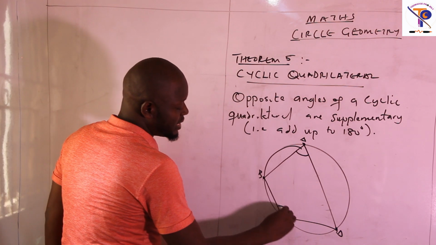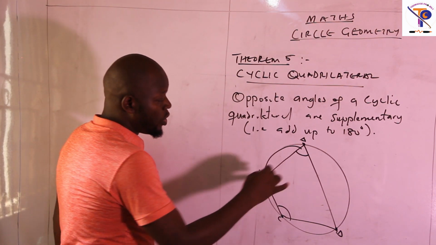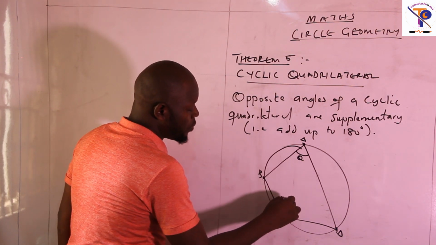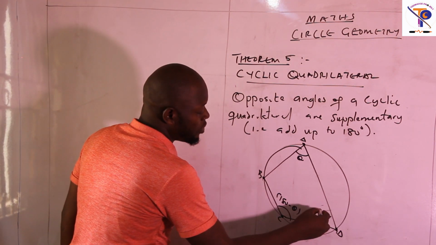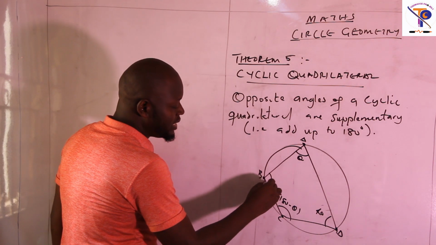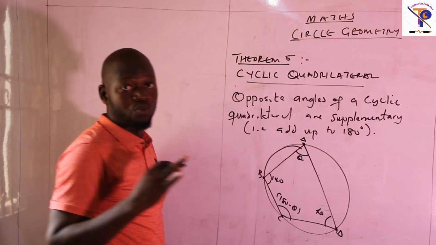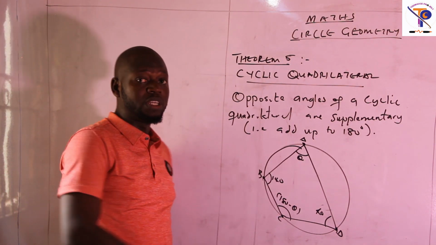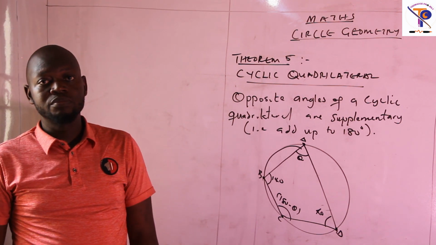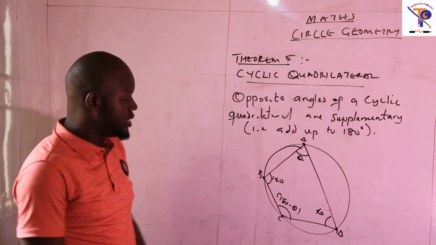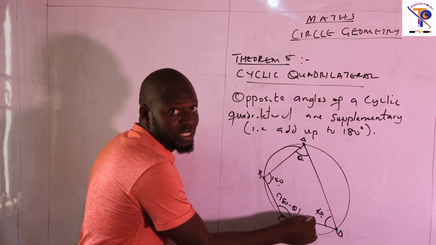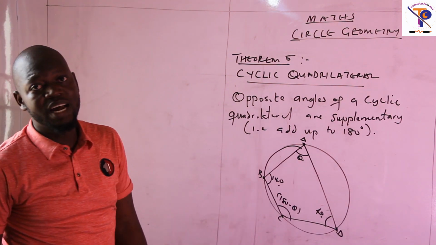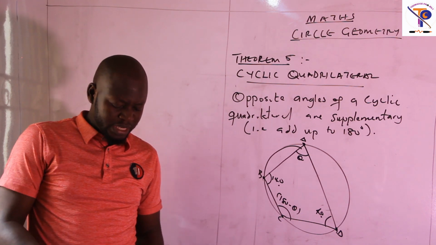So this and this are opposite. So if this one is theta, this one will be 180 minus theta. Simple. If this one is 40, automatically this one is 140. That is what we are trying to say. This is what they call a cyclic quadrilateral. So all you need to say is, if you have this, then this one is 180 minus 40, cyclic quadrilateral. That is the theorem. It's so simple. Let's check some exercises.